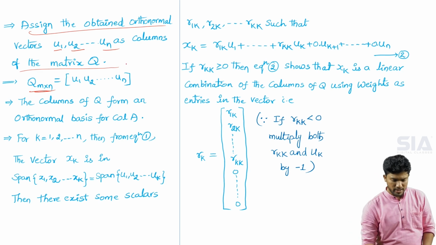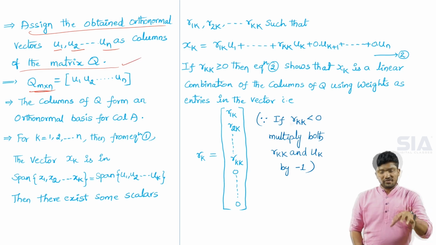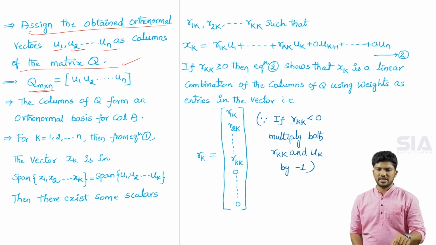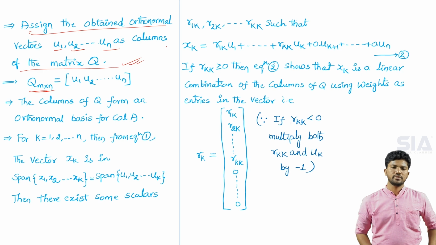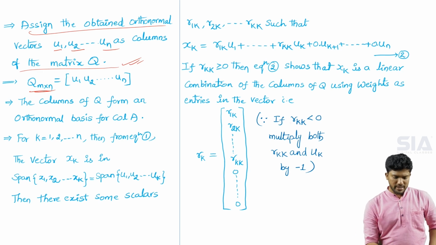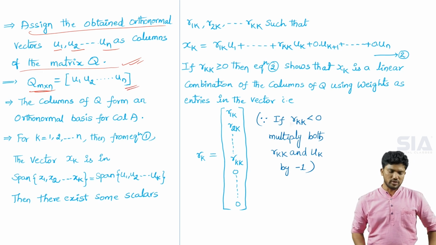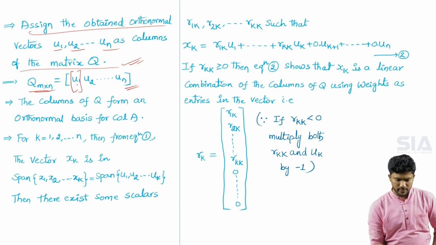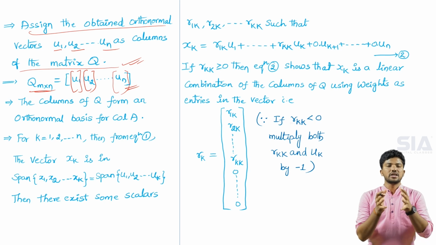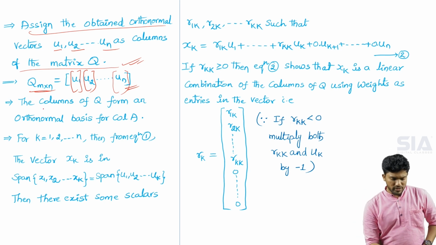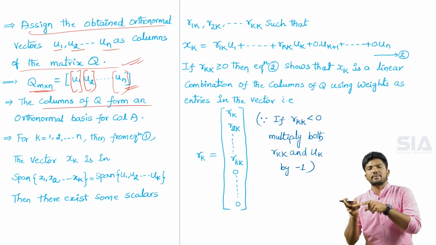So now, after getting the orthonormal vectors u1, u2, up to u suffix n, those orthonormal vectors are the columns of the matrix Q. Therefore Q, m by n, is equal to [u1 u2 up to u suffix n]. Each u is a one-column matrix, and in that format you will get Q. After getting Q, our aim is capital R.